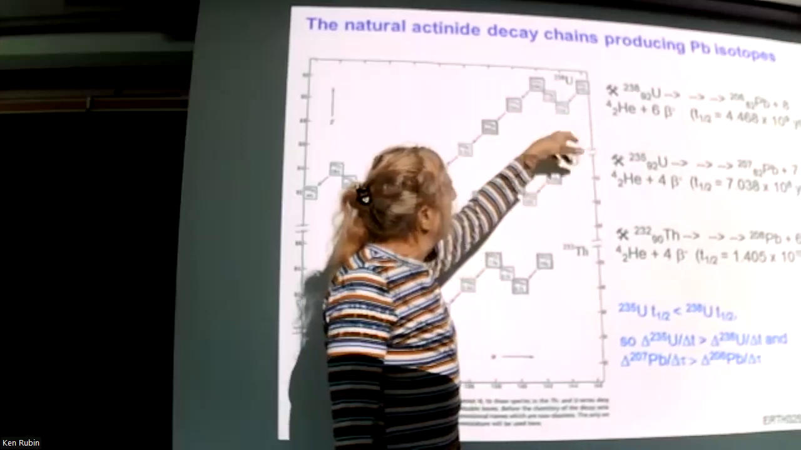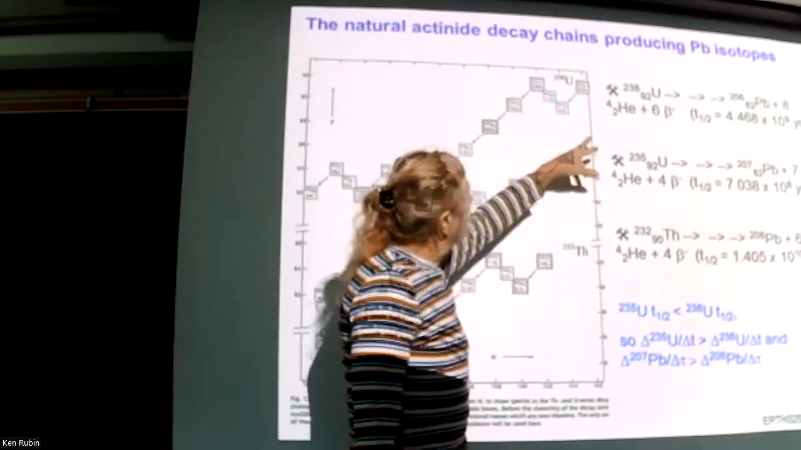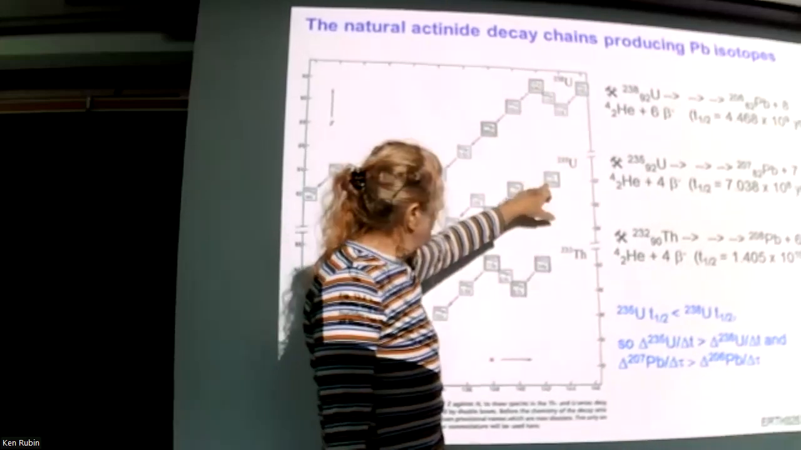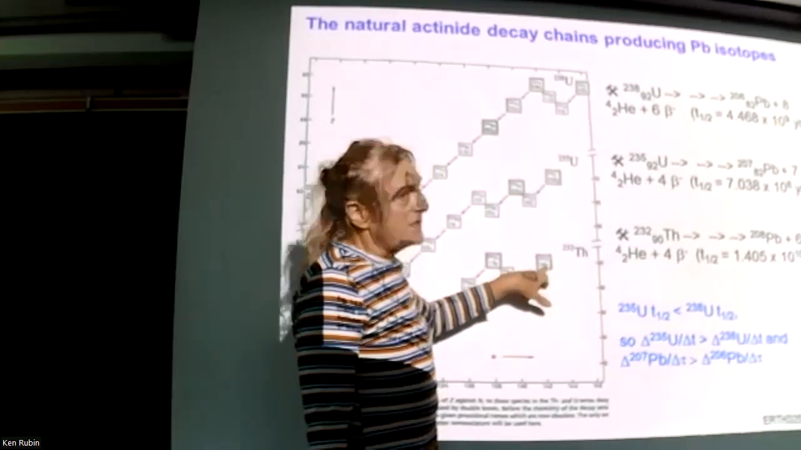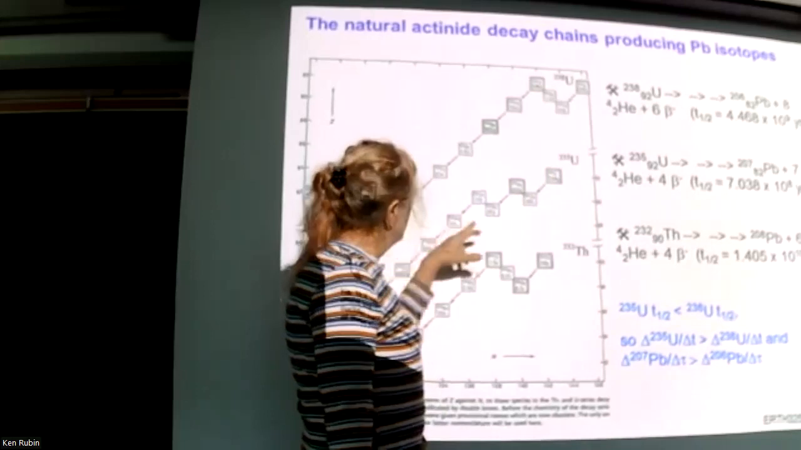And I know it's a little bit hard to read here, but you can look at it in the notes, the half-lives, right? So this is 4.5 billion years for the progenitor. This is 713 million years for the progenitor. This is 16 billion years, okay? And then when you get down to these little things, these are the various daughters.